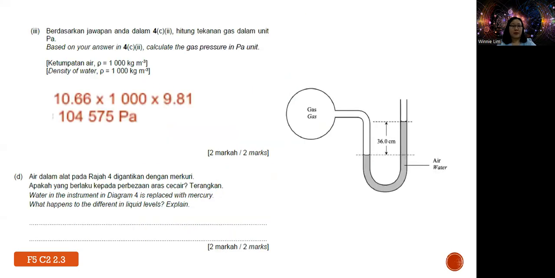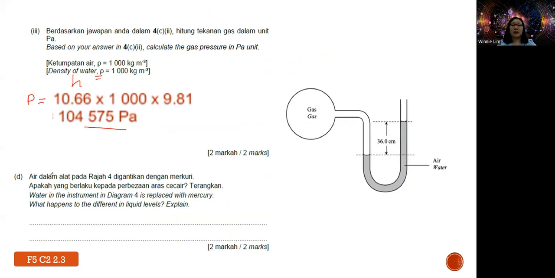Yeah, so for part 3, how you calculate, like I told you just now, the length is 10.66. Then you times with the density of water, then G 9.81, hence you get this in Pascal.